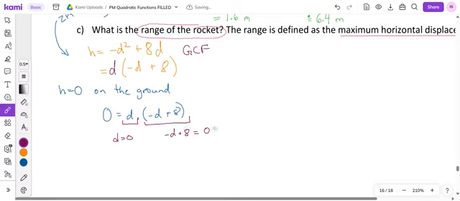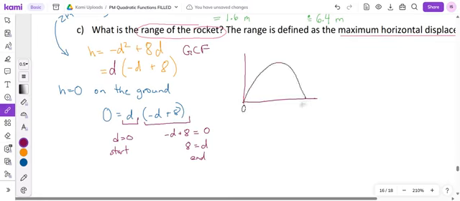I'll bring the D to the other side because it's negative. D is equal to positive 8. So we found out the two locations, the two distances when the rocket is on the ground. So this is the start, and this is the end. Right, so if I draw my parabola, it starts on the ground. 8 meters later, it's back on the ground.